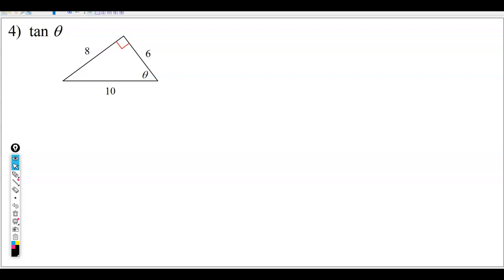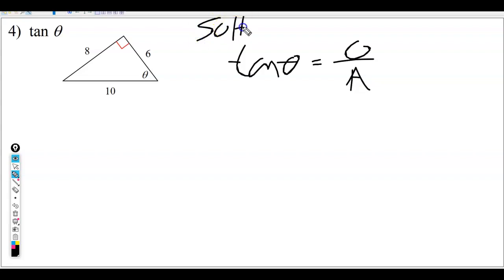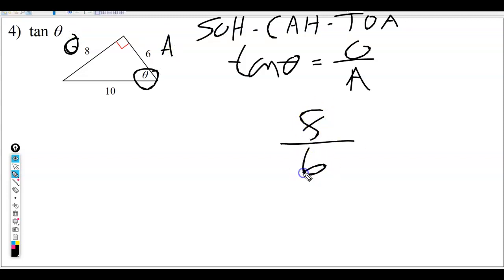All right, tangent. Tangent is opposite over adjacent. If you guys are forgetting, we learned a little way to memorize that. So, SOH CAH TOA, right? So tangent is opposite over adjacent. So here's my reference angle. The side that's opposite from that is 8. And the side that's adjacent to that is 6. So opposite over adjacent would be 8 over 6, which reduces to 4/3.